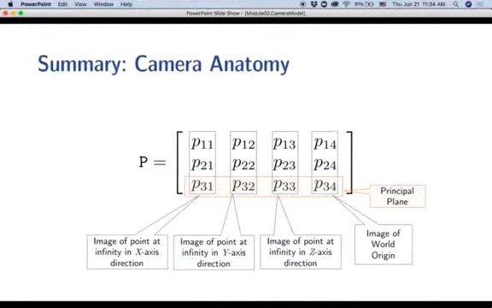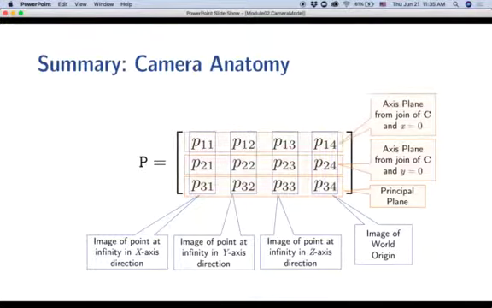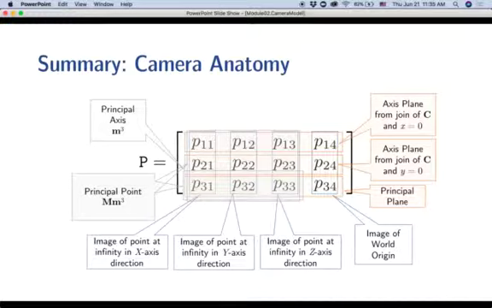Then we saw that this is the principal plane, and this is the axis plane, which is the join of the camera center C and the x-axis, and this is the join of camera center C and the y-axis. We also saw that the first three elements of the last row, written as the R3 vector, give the principal axis. Remember, it's a vector in R3, because the principal axis is an R3 vector, not an R2 vector. We can take the 3 by 3 block and multiply it with the principal axis to get the principal point.